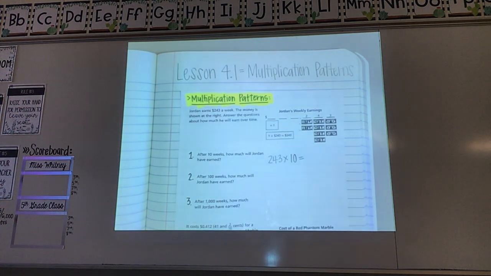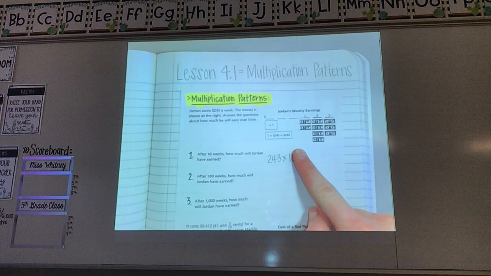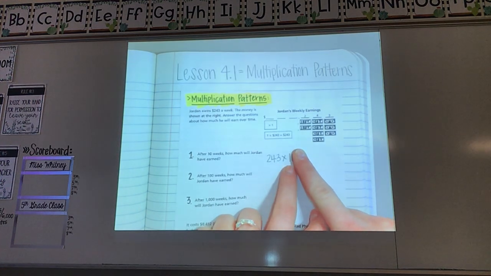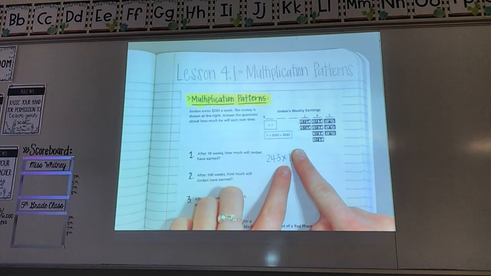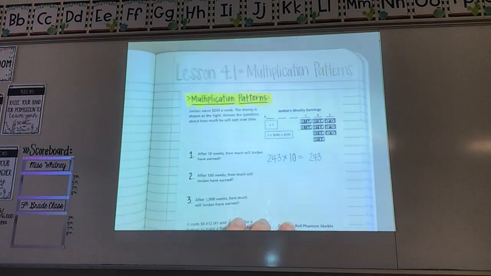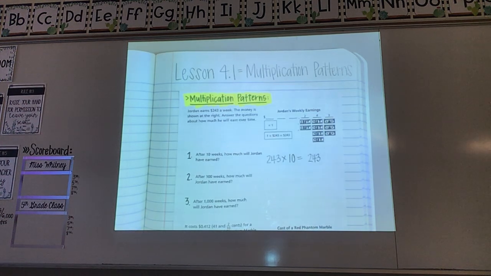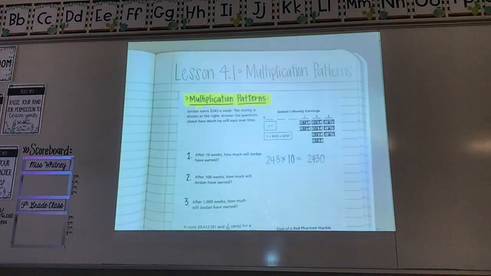Anytime we're multiplying by numbers that have a 0 in the back, we can cover up the 0. Now what problem do we have? 243 times 1. Well, that's easy. What is 243 times 1? That's 243. And how many zeros did I have covered up? 1, so I add 1 0 back here.